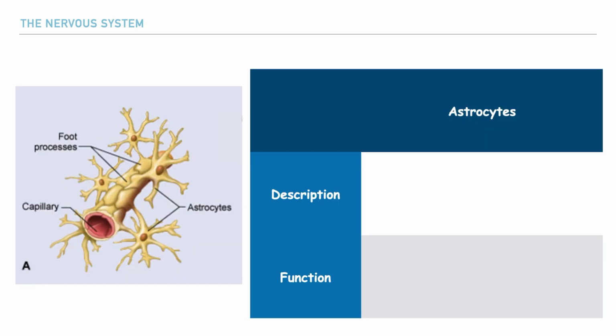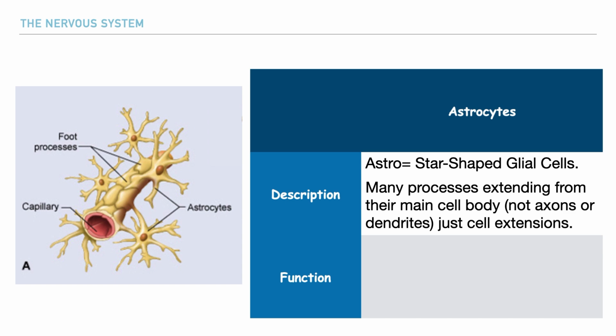Starting with astrocytes, we get the name for these type of glial cells based on their shape or appearance. If we look at the picture on the left-hand side of the screen, we can see that they do have a star-like appearance. And specifically, what we're looking at in this image are these finger-like projections being attached to a given capillary. And that will help give us an indication about its function in just a moment.